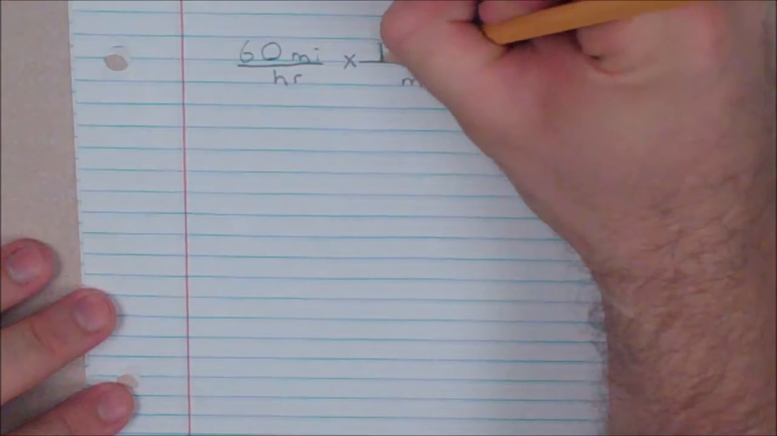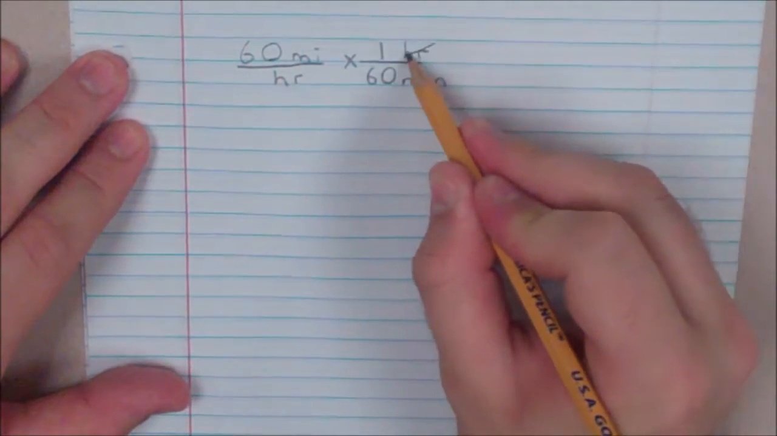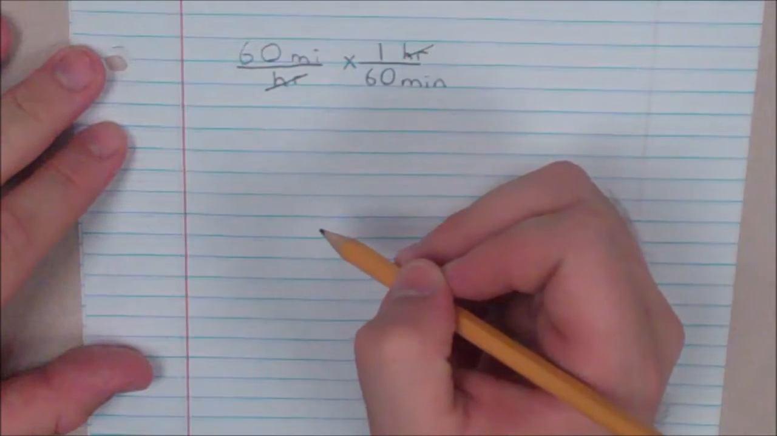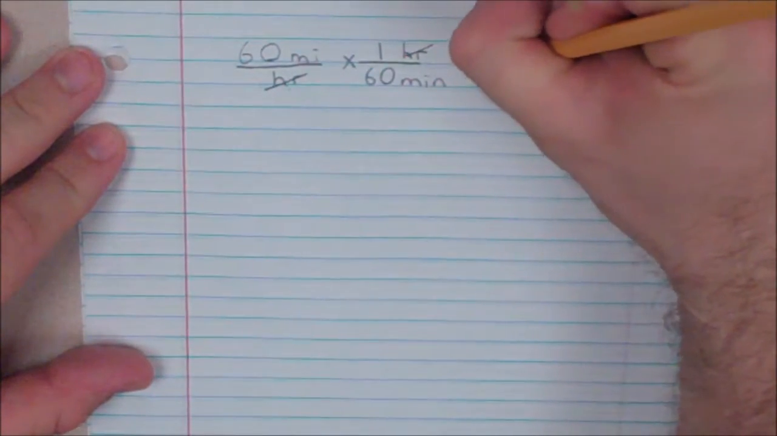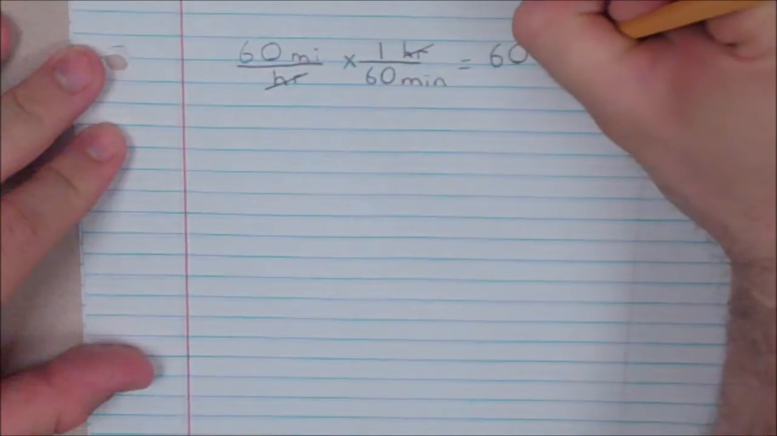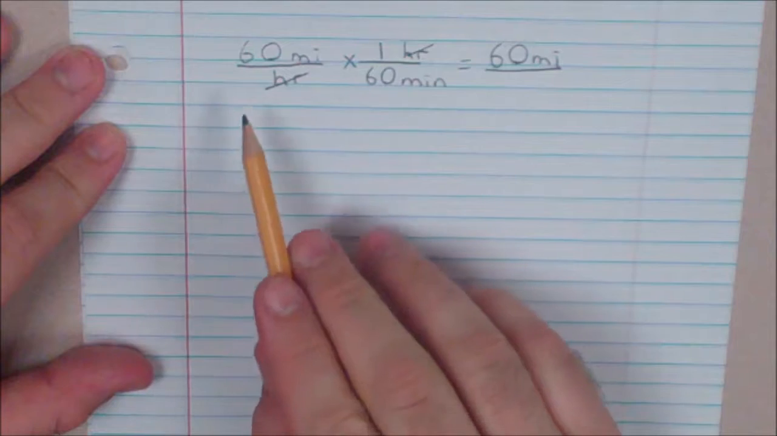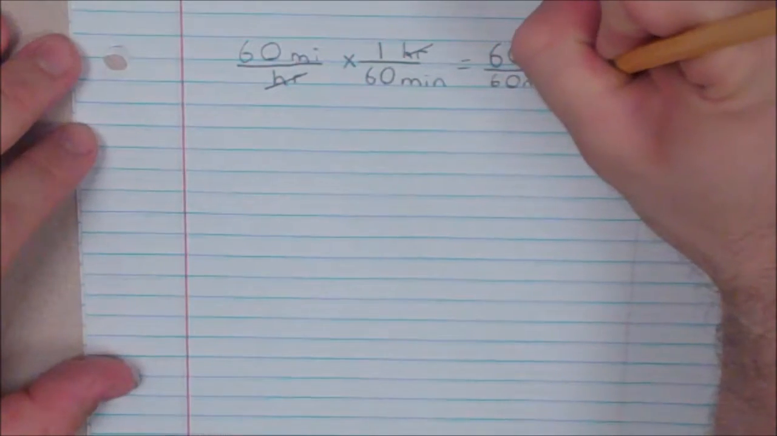So I know that 1 hour is equal to 60 minutes. Hours on the top cancel with hours on the bottom, and then I just multiply this like a fraction. 60 times 1 gives me 60 miles on the top, and 60 times 1 gives me 60 minutes on the bottom.